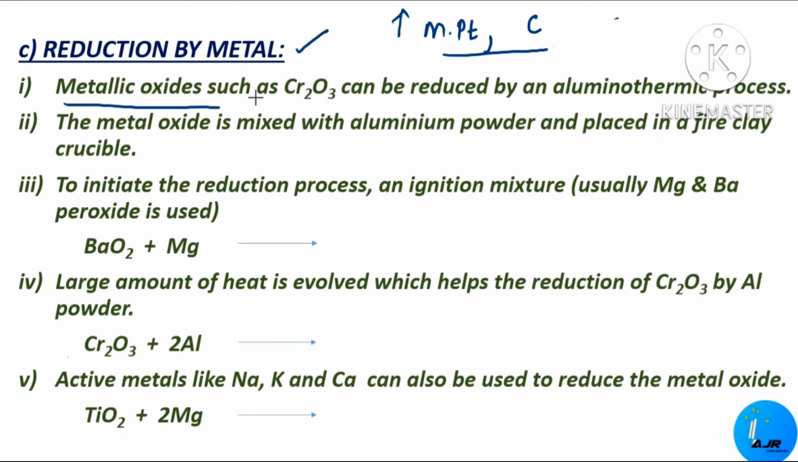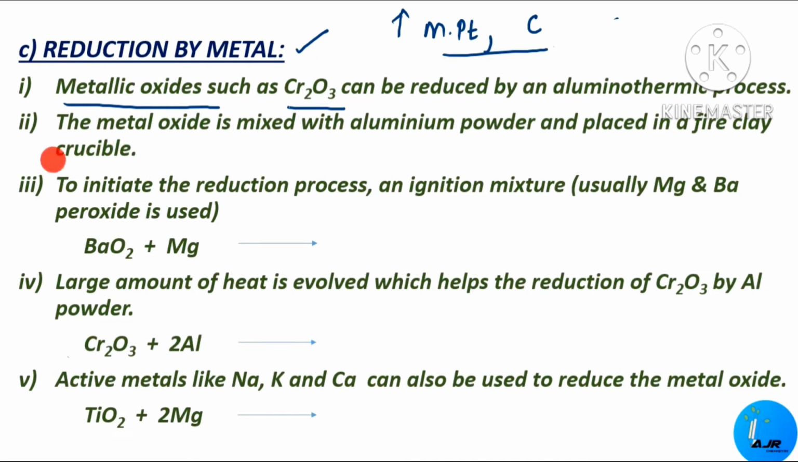Those types of metal oxides such as Cr2O3, chromium sesquioxide or chromium oxide, are reduced by metal. The metallic oxides such as Cr2O3 can be reduced by the aluminothermic process. What is the aluminothermic process? The process of reducing the roasted ore with the help of aluminum powder is known as the Goldschmidt aluminothermic process. The metal oxide is mixed with aluminum powder and it is placed in a fire clay crucible.